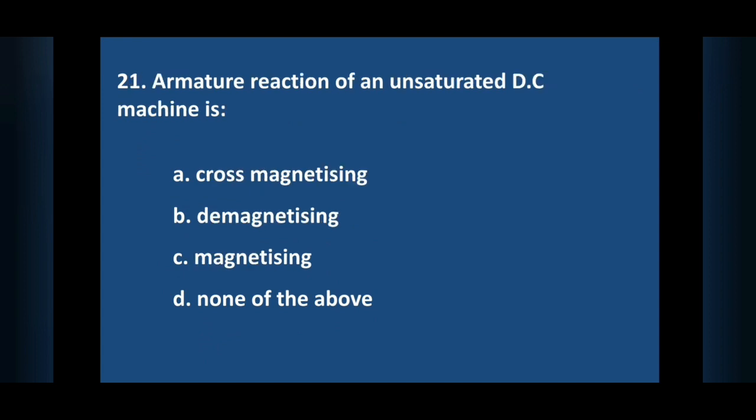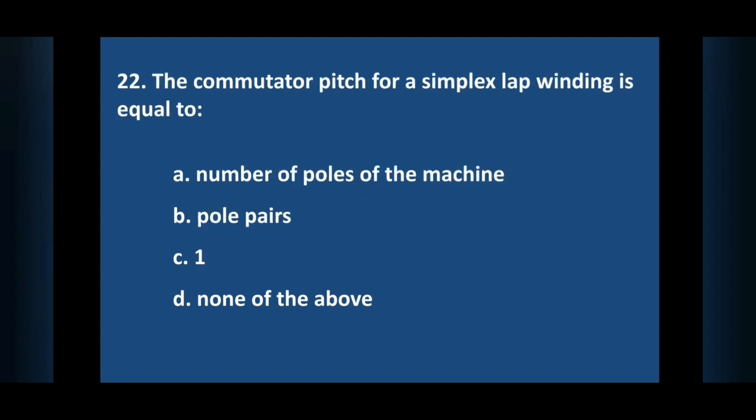Question number 21. Armature reaction of an unsaturated DC machine is. Answer is option A, cross magnetizing. Question number 22. The commutator pitch for a simplex lap winding is equal to. Answer is option C, 1.